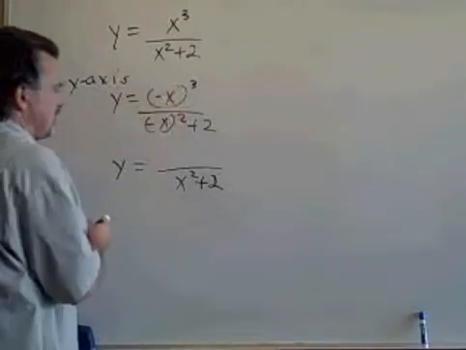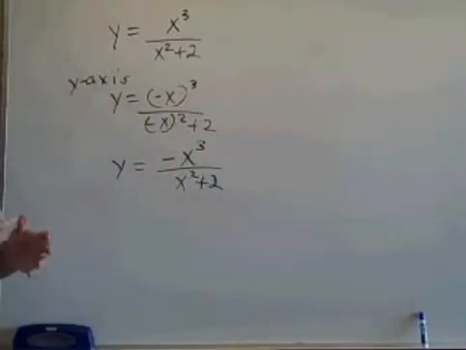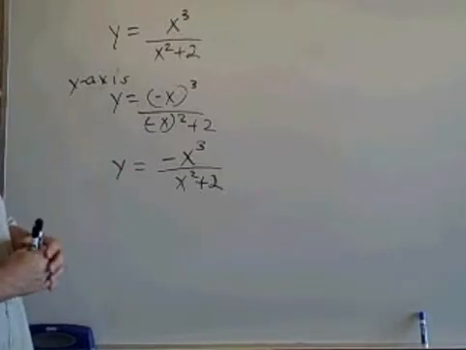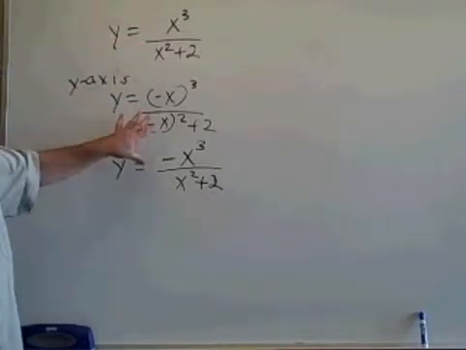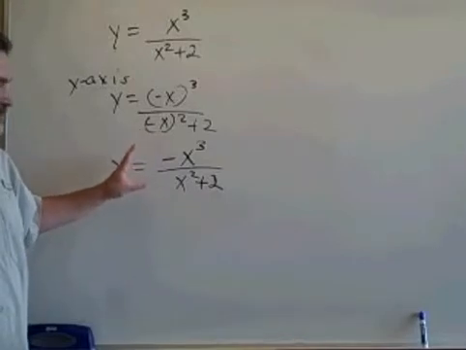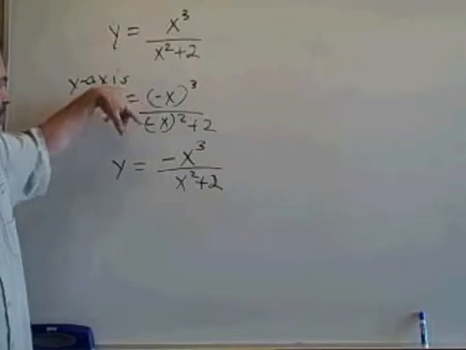So the cube of negative x is the opposite of the cube of x. Because the cube of negative 2 is negative 8, the cube of positive 2 is positive 8. So I can't get back to the original equation. So this equation's graph does not exhibit symmetry with respect to the y-axis. I couldn't get back to the original equation when I replaced x with minus x.